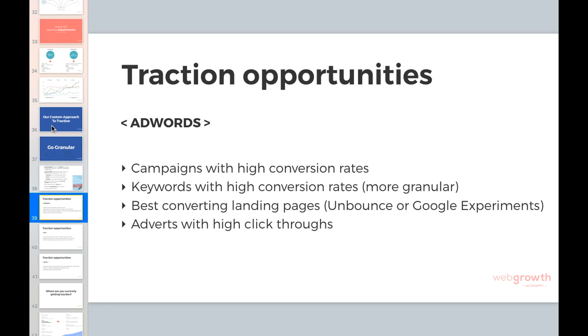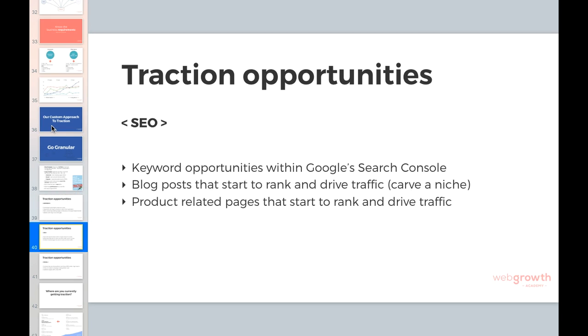So you really want to be looking at AdWords KPIs and marrying it to a specific landing page. And we use Unbounce or Google experiments to really test the interactions and conversions on that specific page. And then, of course, you have adverts with high click-throughs. Any specific advert that has a high click-through, you'd want to try and push more budget towards, or remove or disable ads that aren't working for you.